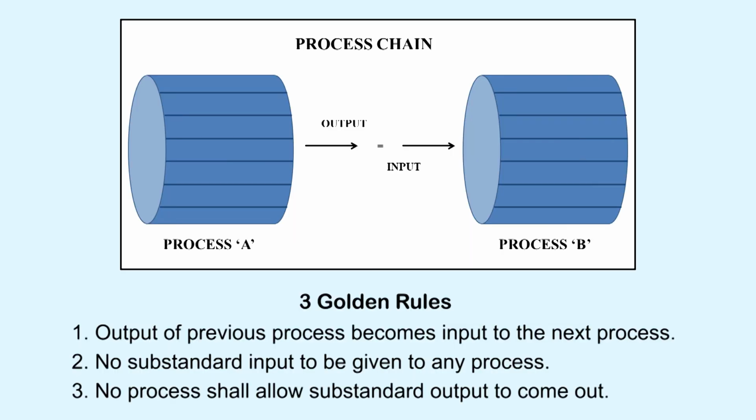The output of process A is the input of process B. Three golden rules: output of previous process becomes input to next process. No substandard input to be given to any process. No process shall allow substandard output to come out.